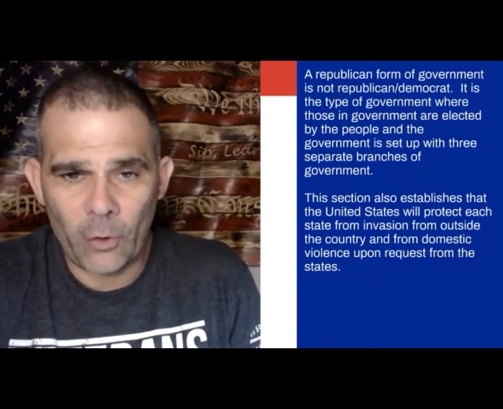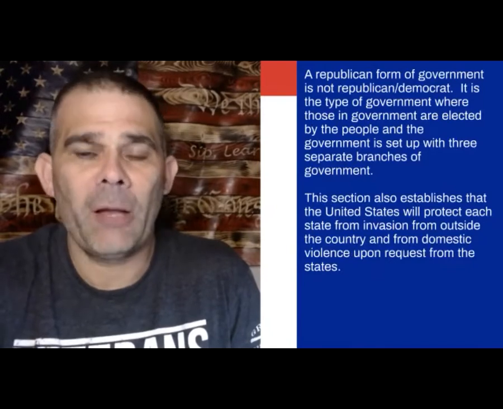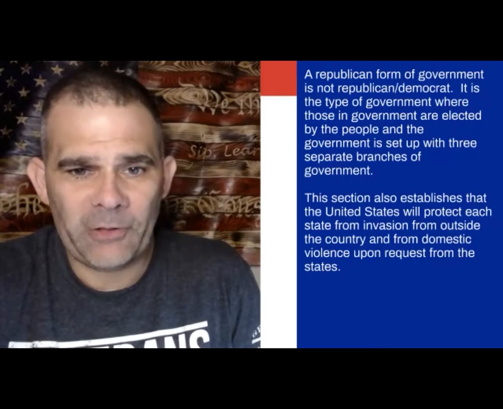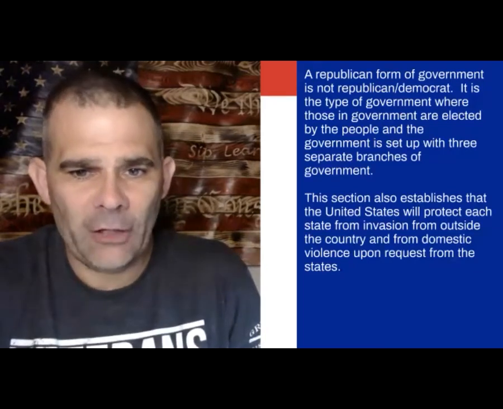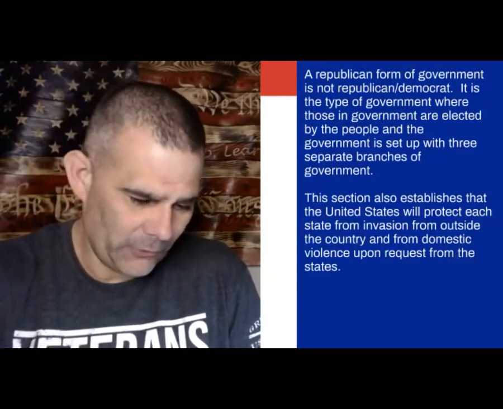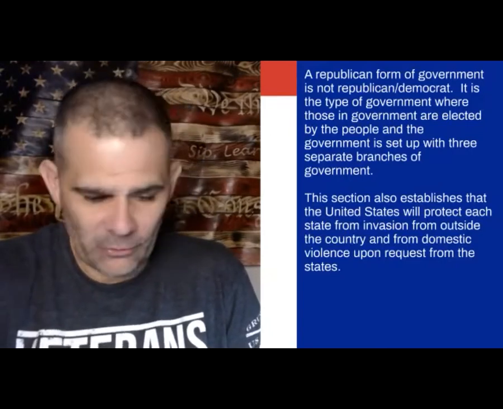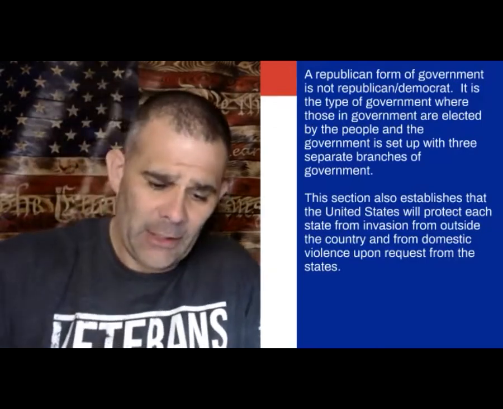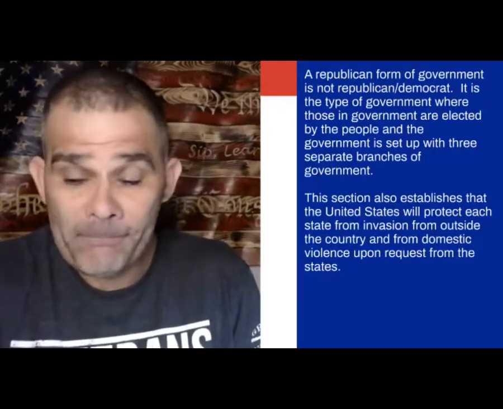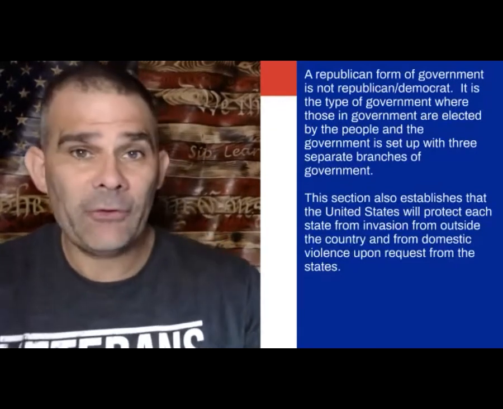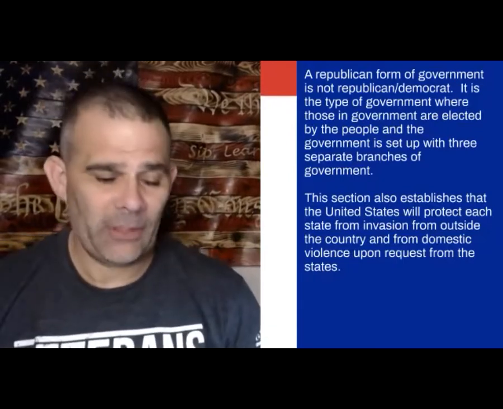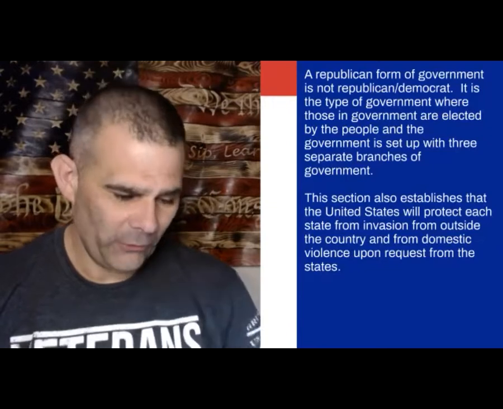Article 4, Section 4 promises that every state will have a Republican form of government. The section also establishes the United States will protect each state from invasion from outside the country and from domestic violence on request from the states, which we also talked about, right? These riots, why we didn't send in troops, why the United States didn't come to their aid. And the answer to that is that nobody asked. They have to ask. Donald Trump offered it up. He told them, look, all you got to do is ask, we'll send them out there. But by the Constitution, domestic violence is up to the states to control unless they feel they need the help, and then they can.